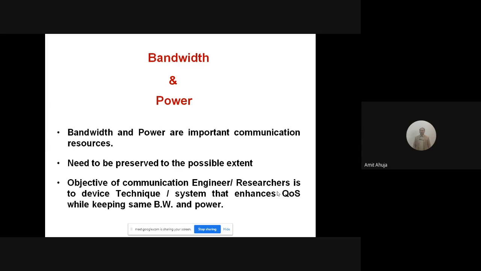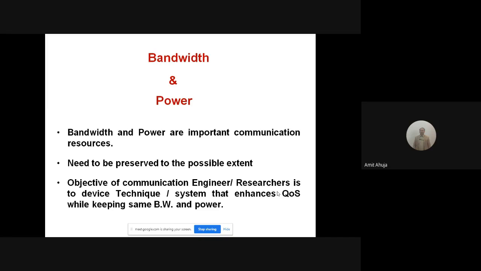There is a given range of frequency over which a communication engineer is supposed to work. That particular range of frequency needs to be utilized appropriately in such a manner that many users can be connected within the same bandwidth, and that is why it is a very important resource. Similarly, power is an important communication resource.